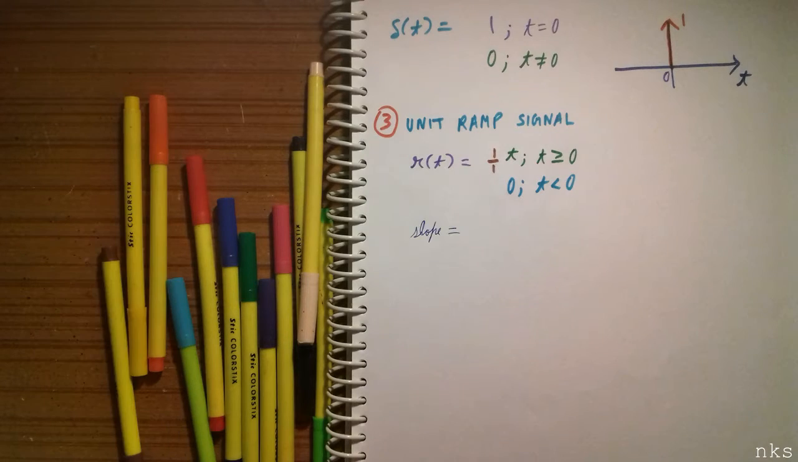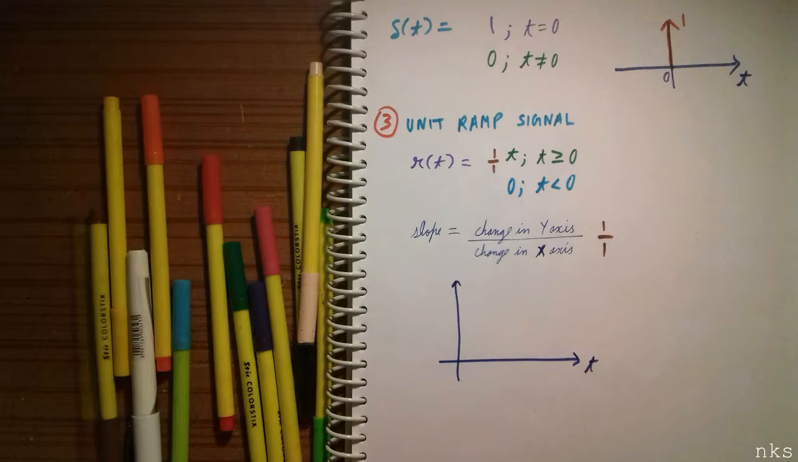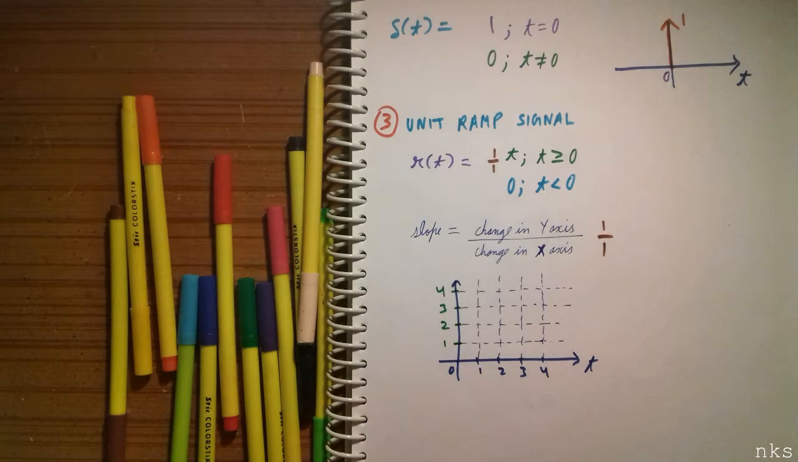What is slope? Slope is change in y-axis divided by change in x-axis. So by seeing the definition of the unit ramp signal, the change in y-axis is 1 and the change in x-axis is also 1. Now I hope you get this. Now let me draw this. Before drawing the ramp signal, you have to mark the plane like this. For better understanding, do like this, and when you have enough practice, it will be easy for you to draw any ramp signal. Okay, so see this carefully.